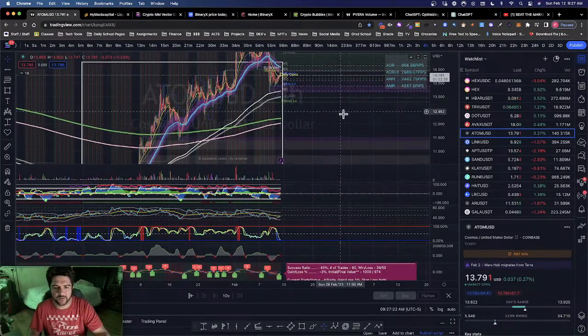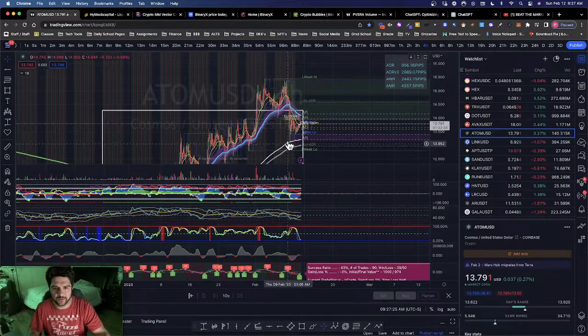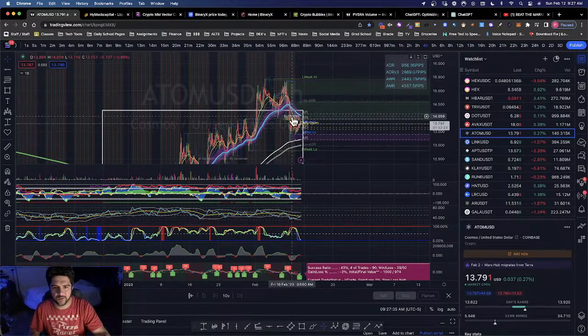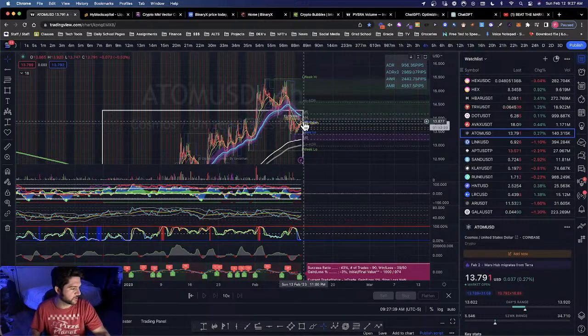Okay? Like, where did they buy? They bought this candle. Great. They got their shorts filled up here, right? They've accumulated here and here only to sell at a lower price, which almost doesn't make sense.